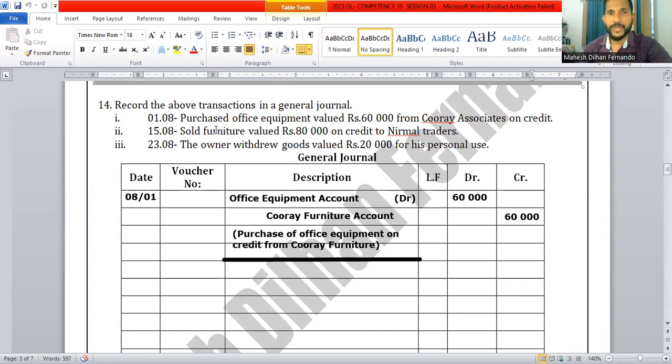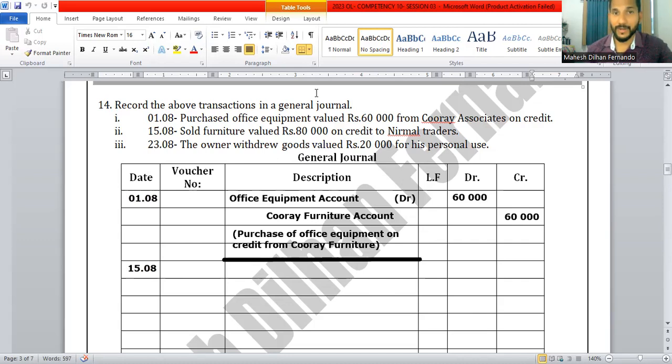Sold furniture valued 80,000 on credit to Nirmal Traders. Once again, put the date. The date is 15th of August. Fix this; here it is not 8th of August. So here this should be 1st of August. Sorry, 1st of August. Then it is a credit sale to Nirmal Traders.